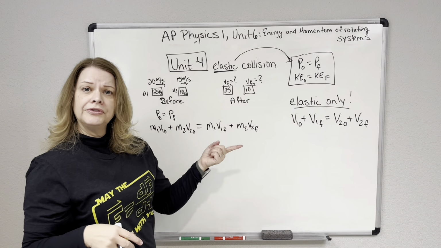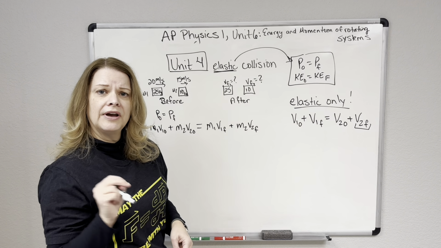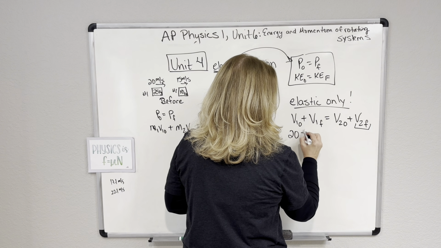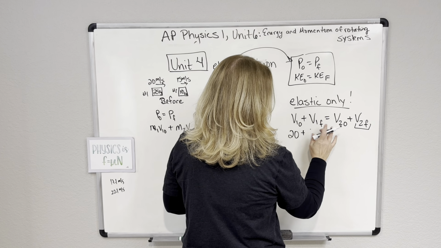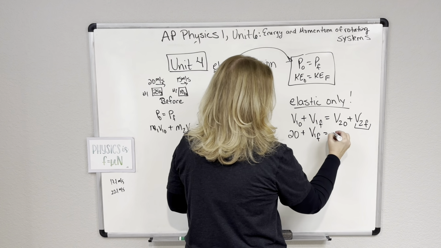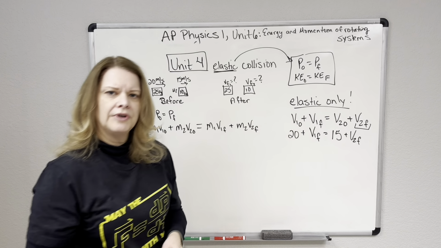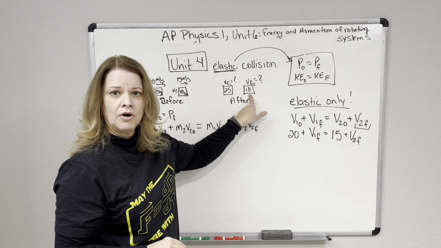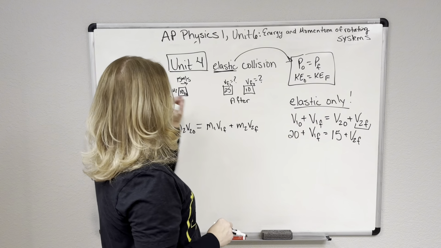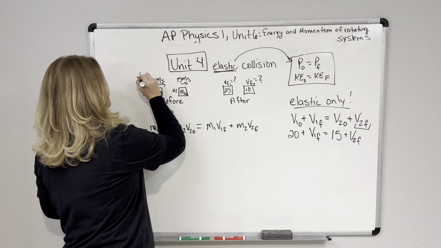Perfect. So we're going to use this equation, and I'm going to solve for cart 2's final velocity. I know my initial for cart 1 was 20, and I know my initial for cart 2 was 15, plus this V2 final. I'm going to solve for that V2 final, meaning the second cart's, the 10 kilogram cart's, final velocity. So all I did, I know my initial for the 25 kilogram cart, cart 1, was 20 meters per second, its initial velocity, V naught for cart 1.